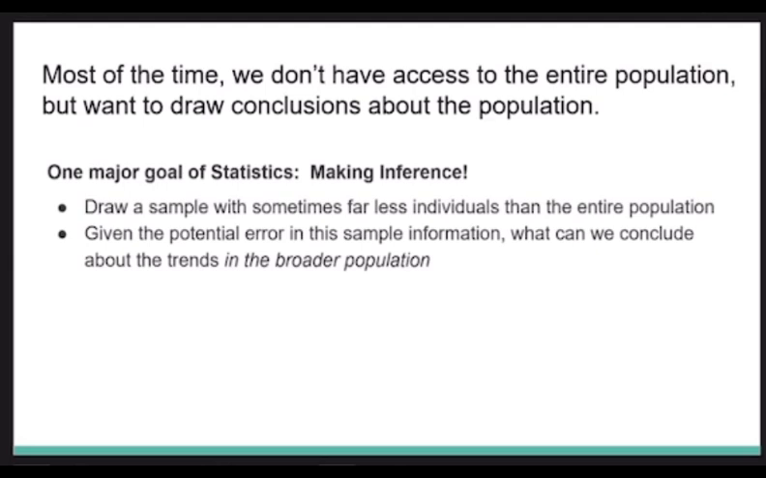Then, given the potential error in the sample information, because the reason why our model cannot give us an exact characterization of reality is that we normally take a sample, and samples come with error. Does that make sense? What can we conclude about the trend in the broader population? So we're going to choose a sample in such a way that we'll be able to manage and minimize the error. And we have conditions, assumptions. That's what we're going to do tomorrow.